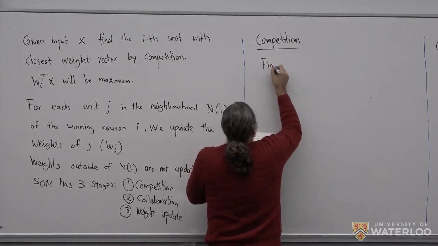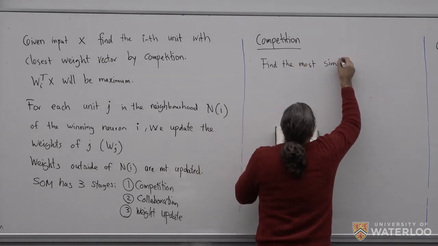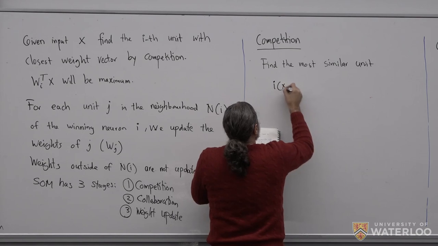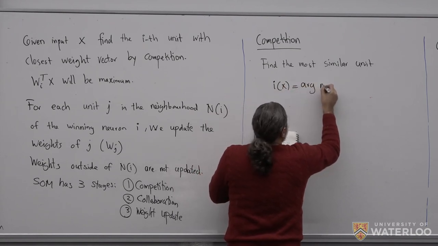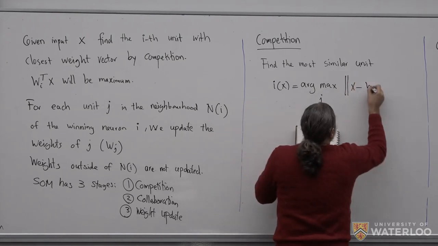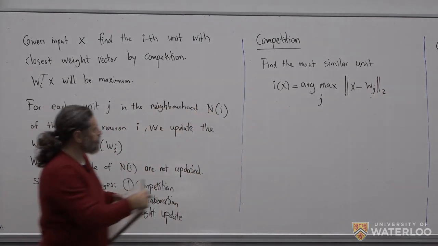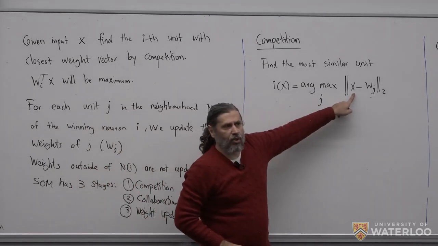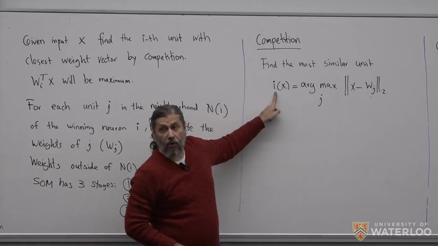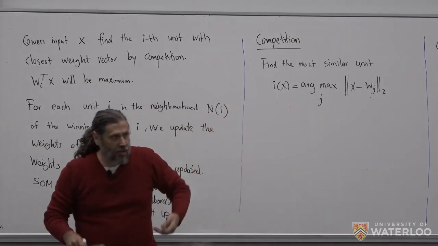So in the competition, we have to find the most similar unit. So that means I of x is arg max over j, and x with respect to the distance between x and the weights. So look at your inputs, look at the distance between the inputs and the weights for the ith neuron and see whether you can find the maximum. I want to be as similar as possible.